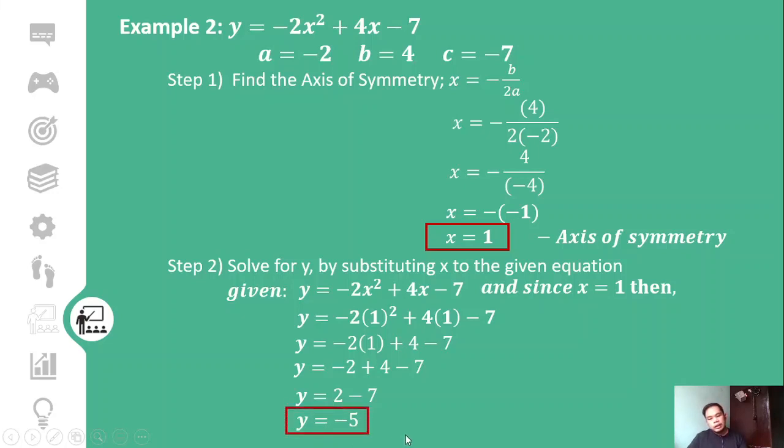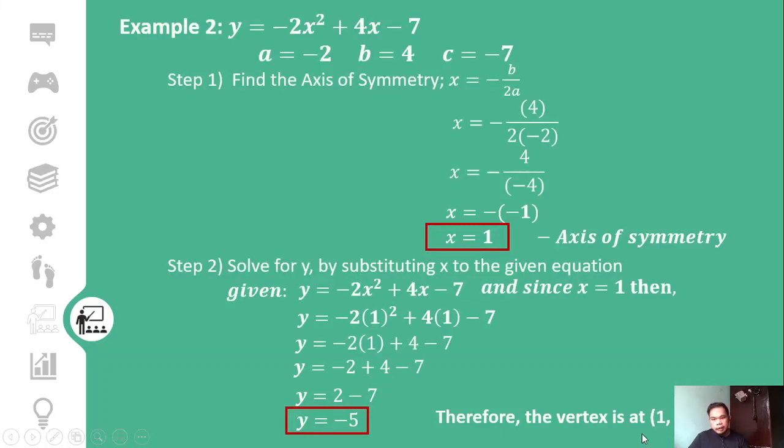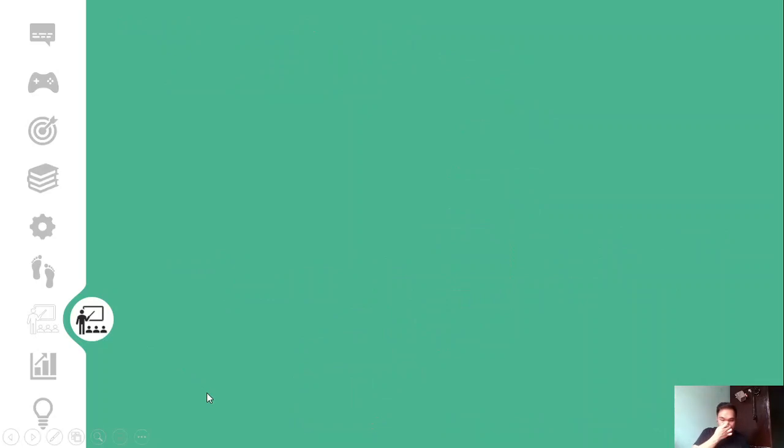So now the vertex is at 1, negative 5. Okay? So, yun yung vertex natin. Again. Ayan. The vertex is at 1, negative 5. So, we have the x and we have the y. Okay, now let's go to the second slide.